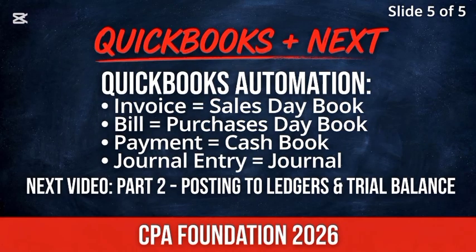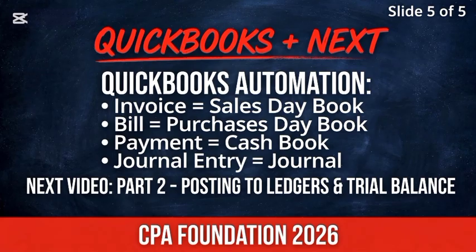Finally, QuickBooks plus. In QuickBooks, it is automatic. Invoice equals sales day book. Bill equals purchases day book. Payment equals cash book. Journal entry equals journal. QuickBooks posts to the ledger for you. But as a CPA student, you must still know the manual process for KASNEB.